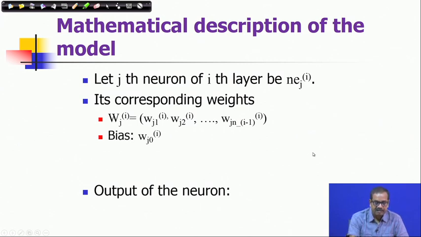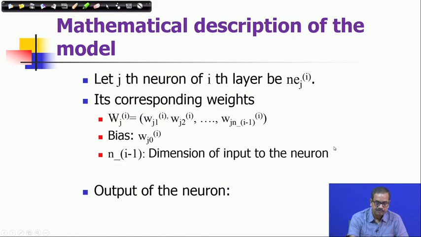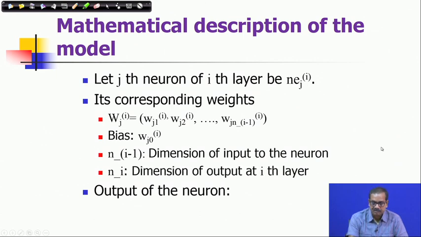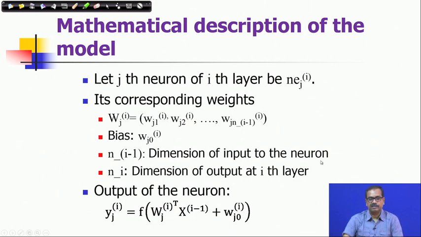And the bias is considered as w_{j0}^i. So, this is the dimension of input to this neuron, which also means the number of neurons in the previous layer for a fully connected network. And as I mentioned, the dimension of output at the ith layer is the number of neurons at the ith layer. So, the output of the neuron can be described in mathematical form in this way.